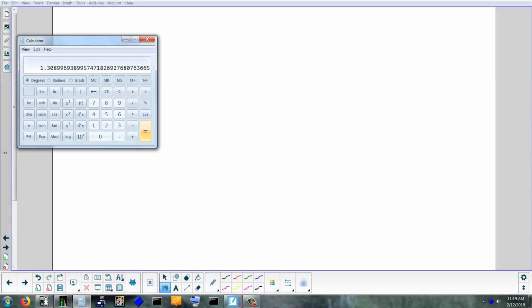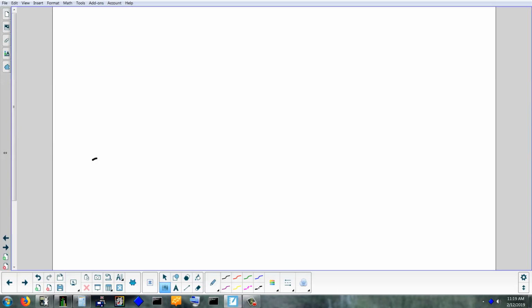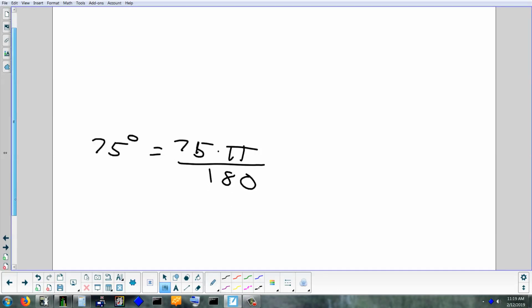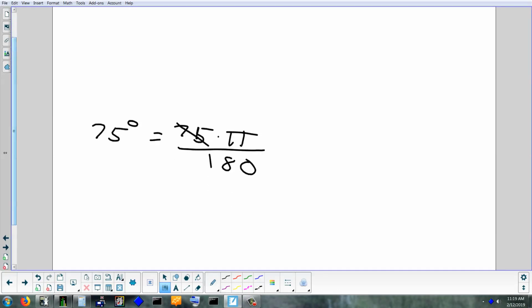But if I had something like, let's just write this out. Let's say you wrote the answer differently, 75 degrees. And then you change it by hand. 75 times pi divided by 180. That's how you convert from degrees to radians by hand. And then reduce it. So let's see. 15 goes into 75 5 times. And 15 goes into 180 12 times. So when I reduce that, I get 5 pi over 12.